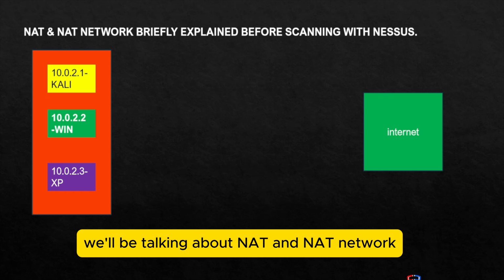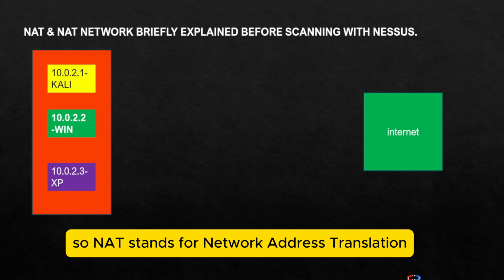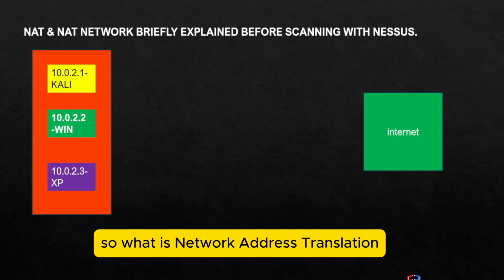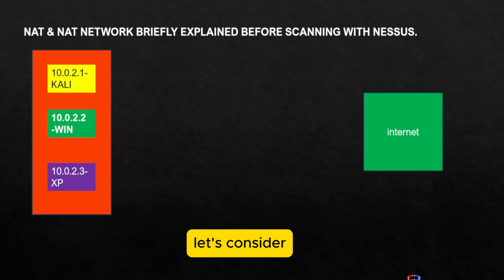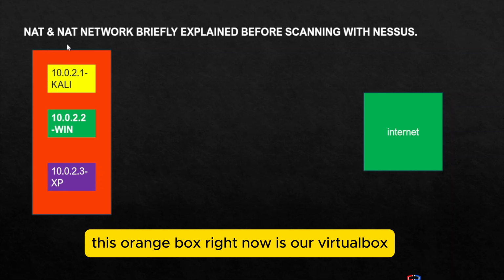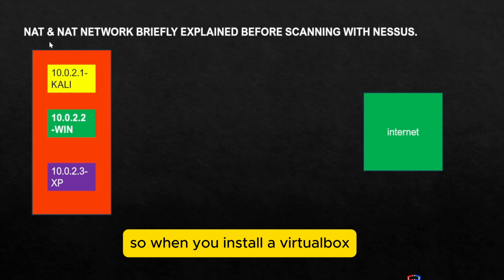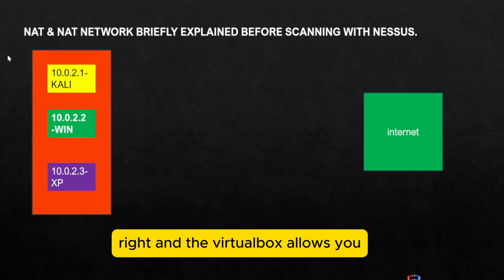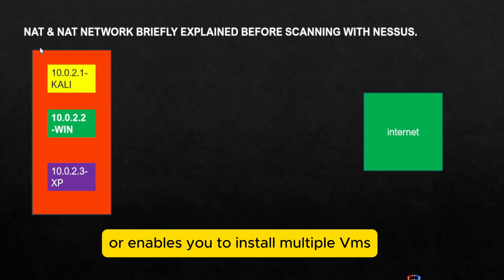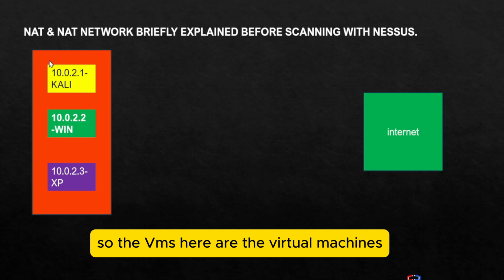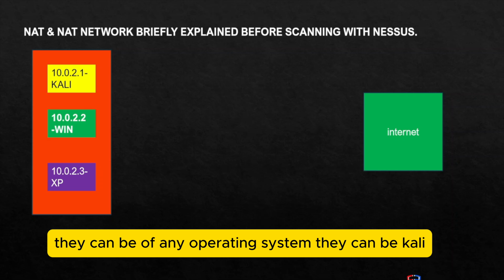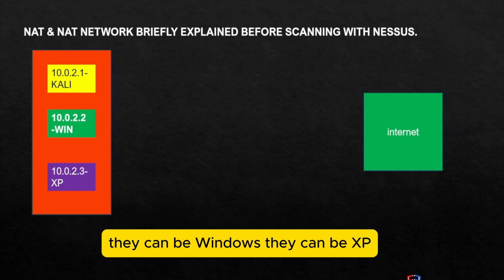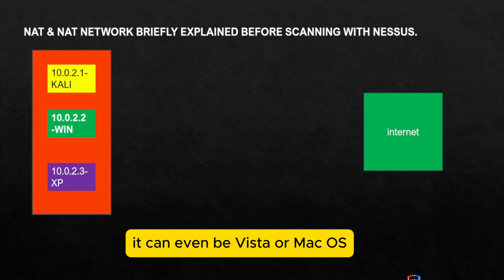So for this description, we'll be talking about NAT and NAT Network. NAT stands for Network Address Translation. So what is Network Address Translation? Let's consider this orange box right now as our VirtualBox. When you install a VirtualBox, you have an interface like this, right? And the VirtualBox enables you to install multiple VMs. The VMs here are the virtual machines. They can be of any operating system. They can be Kali, Windows, XP, they can even be Vista or Mac OS.